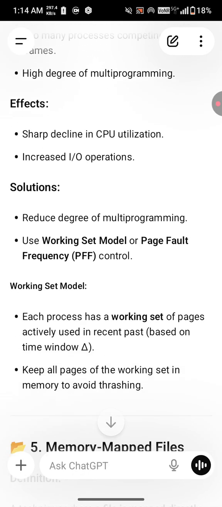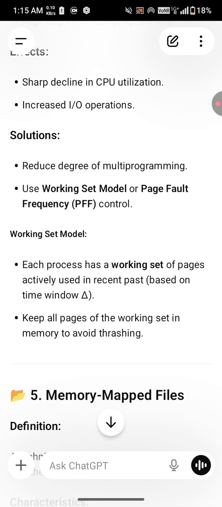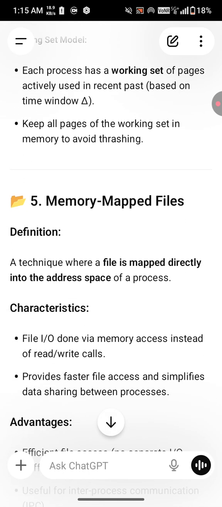After that, working set model: each process has a working set of pages actively used in the recent past, based on a time window. Keep all pages of the working set in memory to avoid thrashing. Next, memory mapped files. Definition: a technique where a file is mapped directly into the address space of a process.